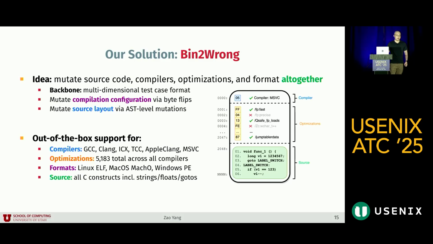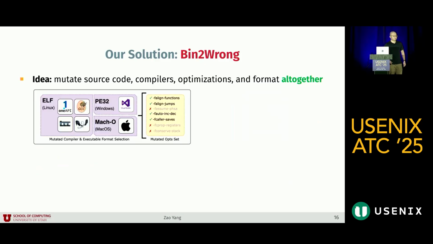We extend AFL's mutation techniques like bit flip or byte flip on these 2048 compilation-related bytes. And the rest of this test case format contains the source code, which is mutated by our AST-level source code mutation. So Bin2Wrong includes out-of-the-box support for 6 compilers with more than 5,000 optimization options across 3 major binary formats and including all C code constructs.